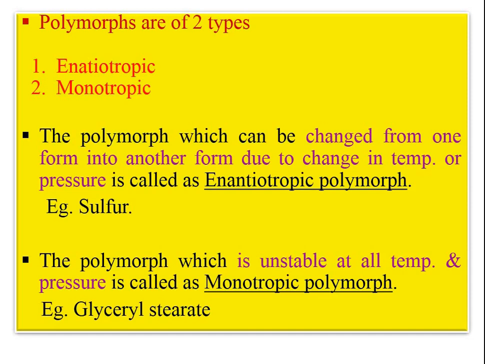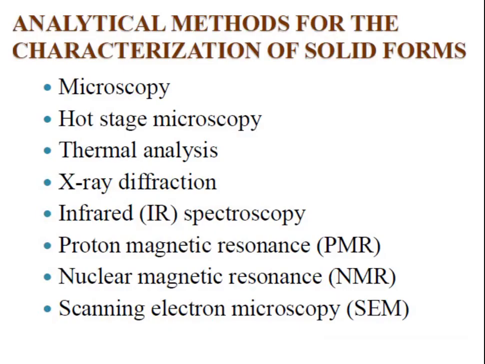Another kind is those polymorphs which are unstable at all temperatures as well as pressures. They are called monotropic polymorphs. An example is crystalline stearate. Now these are the methods which we utilize for studying different crystals, their morphological form, their melting point, and transition state.